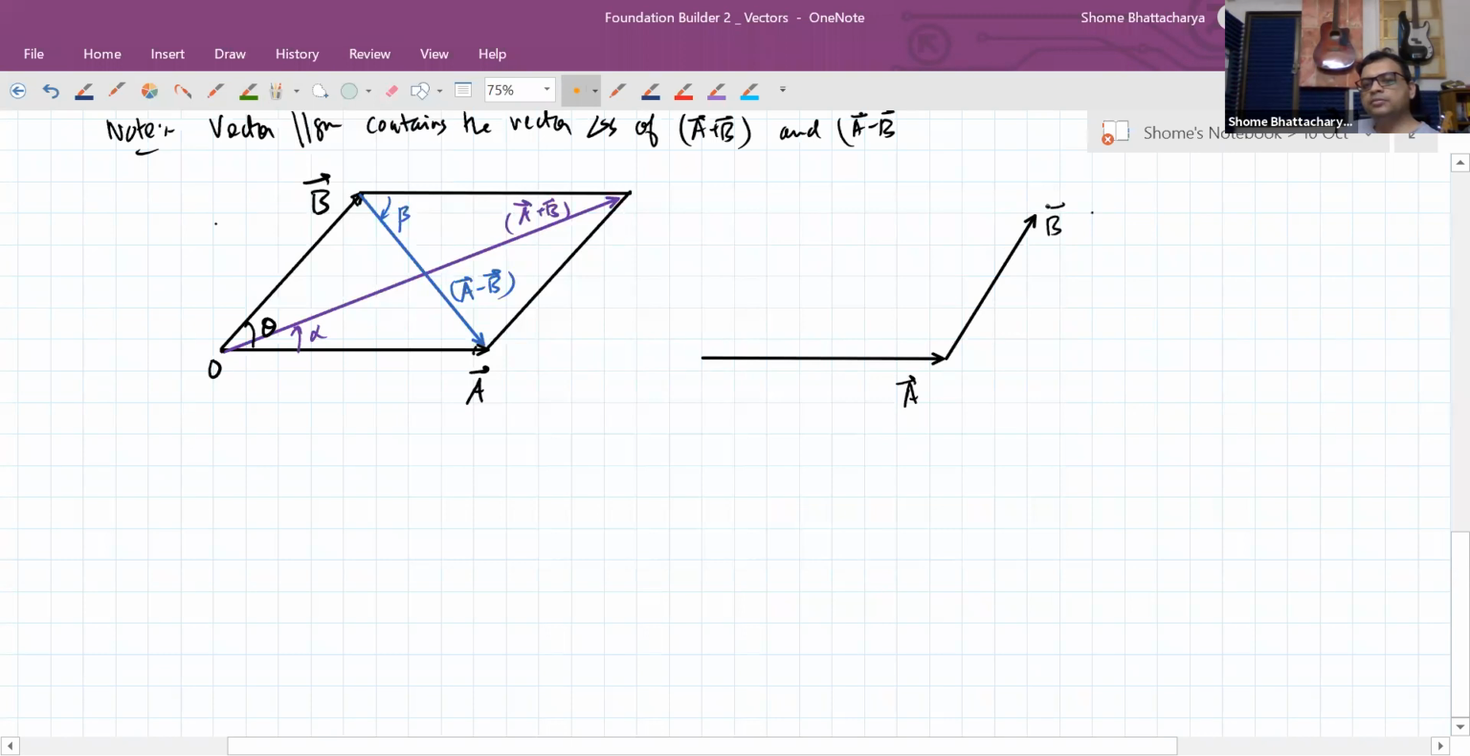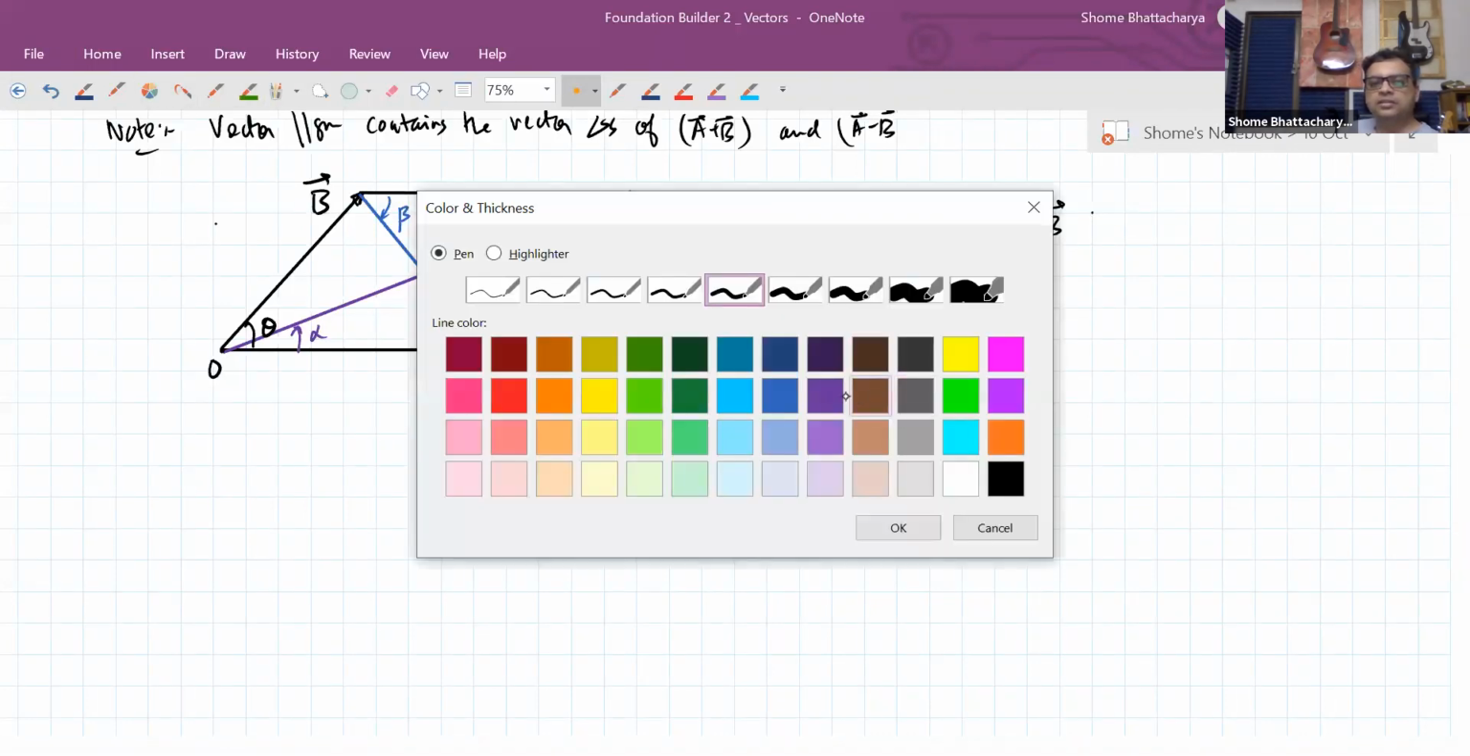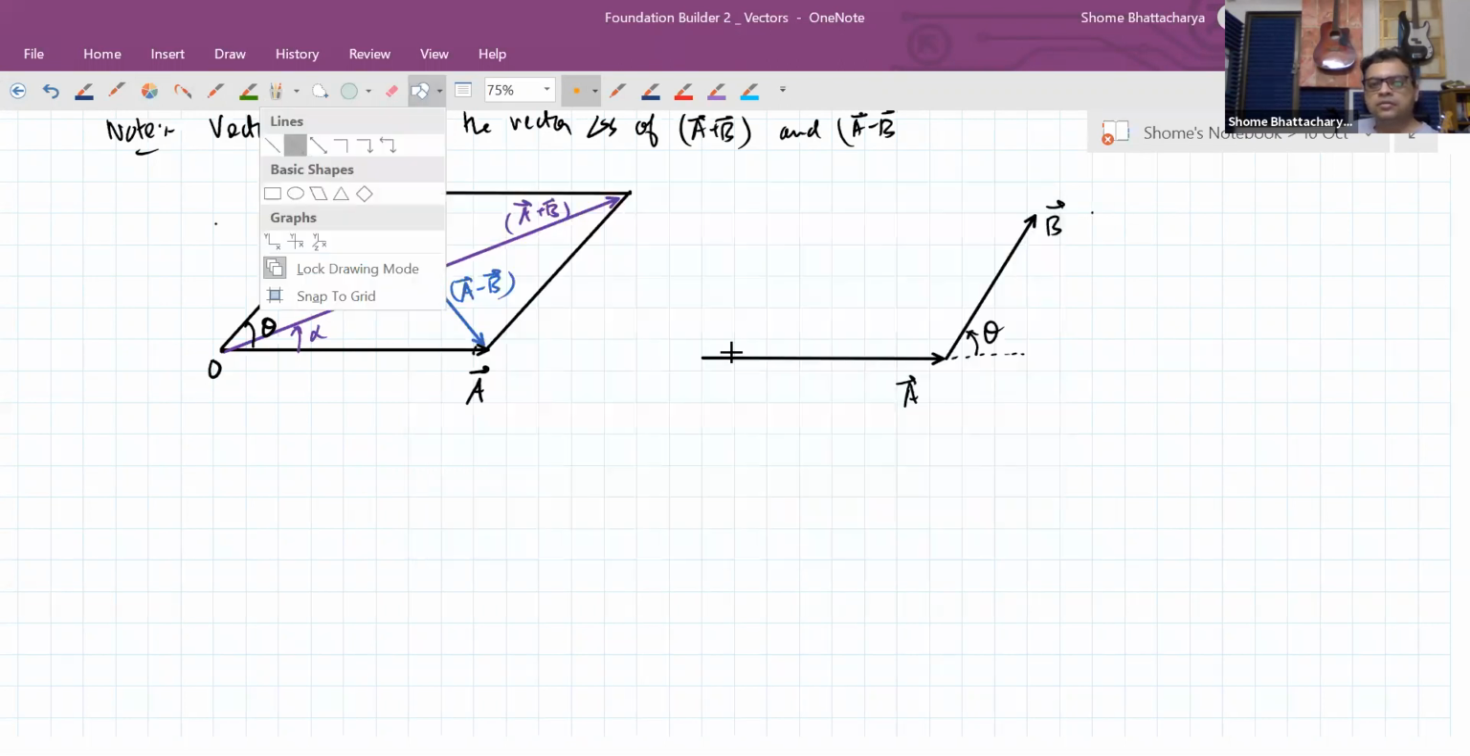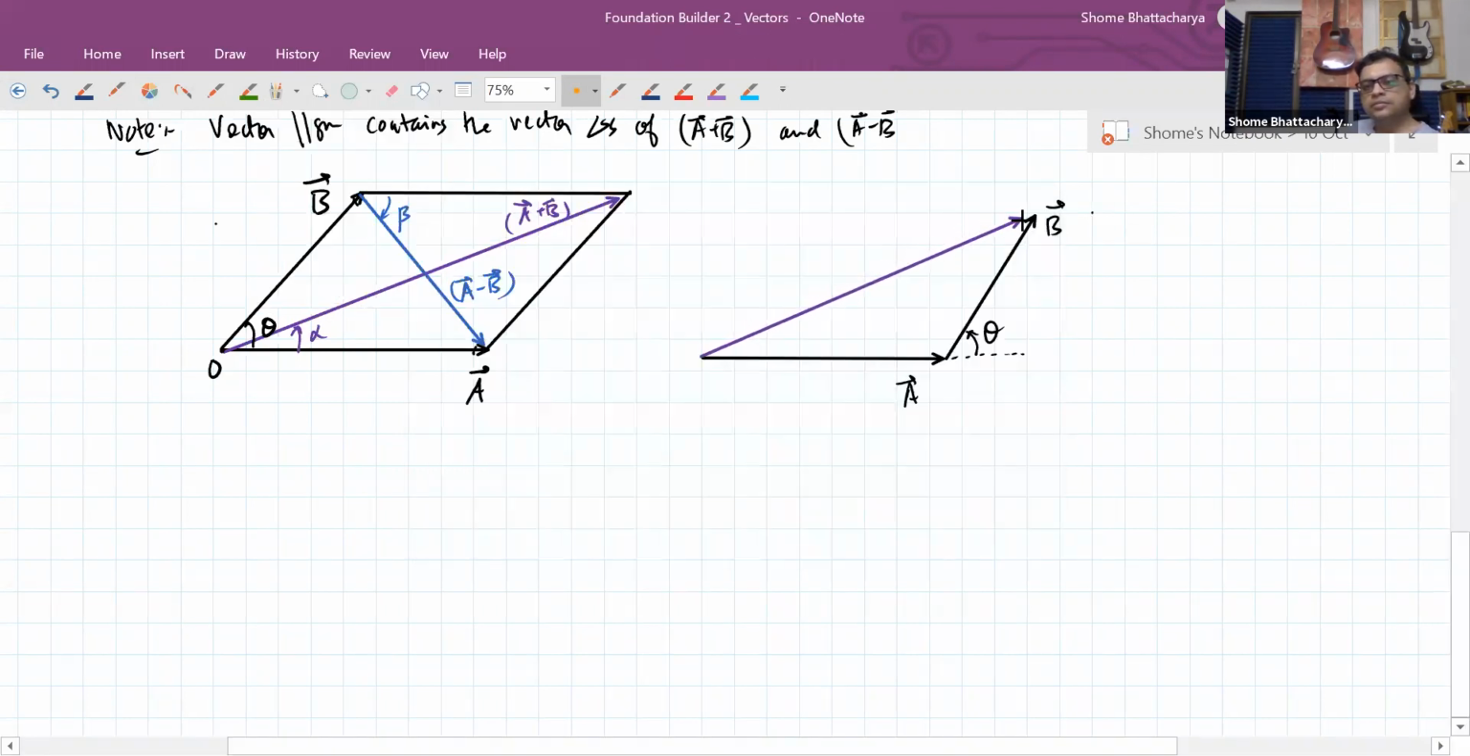So the angle between the two vectors becomes the exterior angle of that triangle. This one becomes theta here, and then the sum would have been represented by the third side of the triangle, which is this. So this becomes the resultant sum, and this becomes the angle it is making with this alpha.